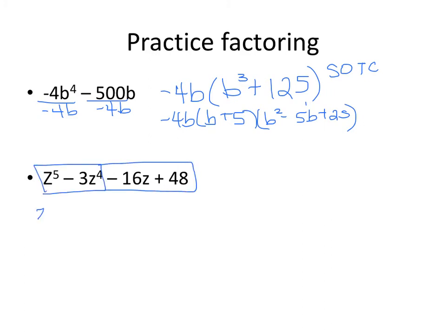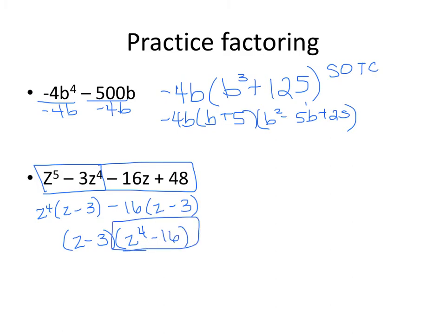All right, and then this one. So these guys have z to the 4th in common, z minus 3. These have a negative 16 in common, z minus 3. Z minus 3. And you might have stopped here on this one. Check and see. That's the difference of 2 squares. There's actually one on the test like this.